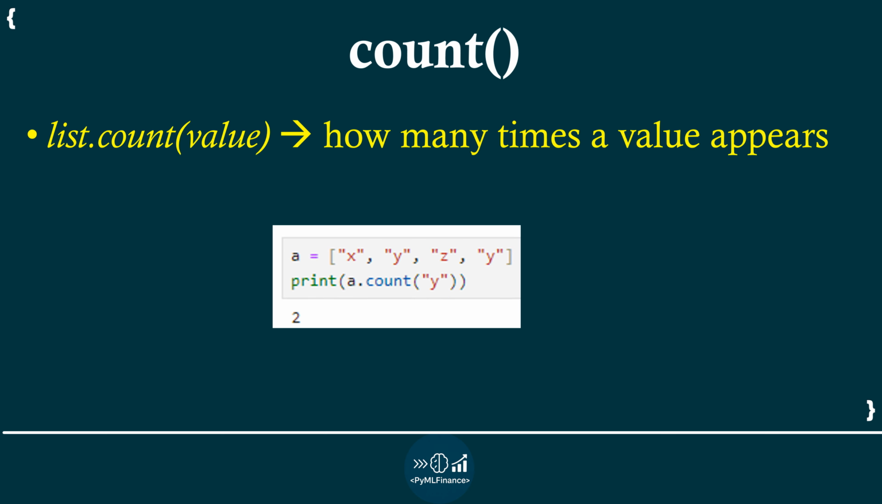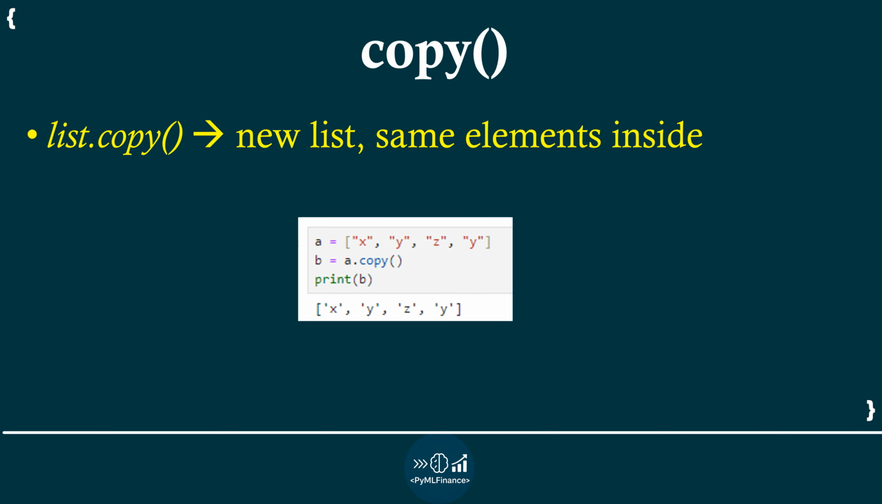Now let's say you are interested to know how many times a specific item occurs within the list. You can use the count method, a built-in method of list. You can see in the example you have a list A where y occurs 2 times, and if you count the occurrences of y, you get the value 2. Now let's say you want to have a copy of an already existing list. You can simply use the copy method, a.copy(), and the values of list A will be copied to variable B.